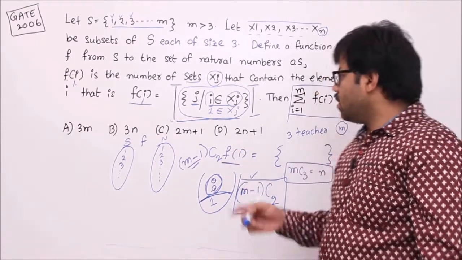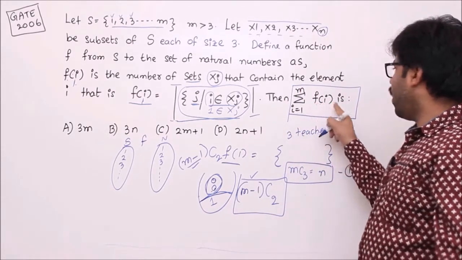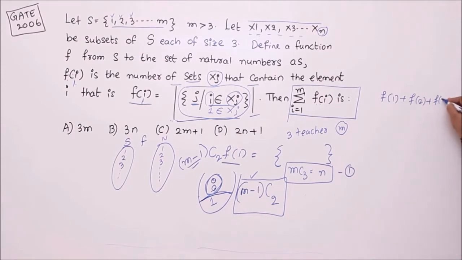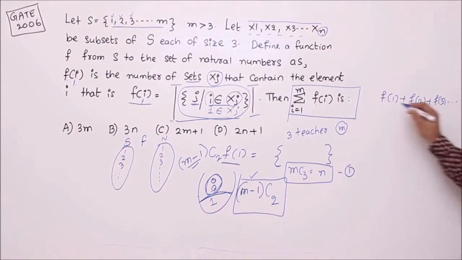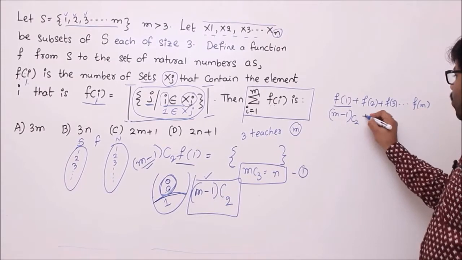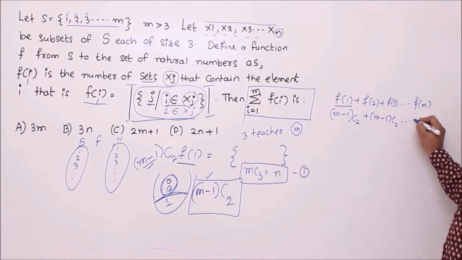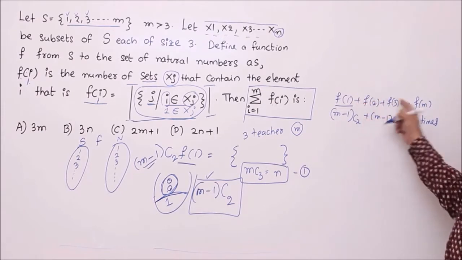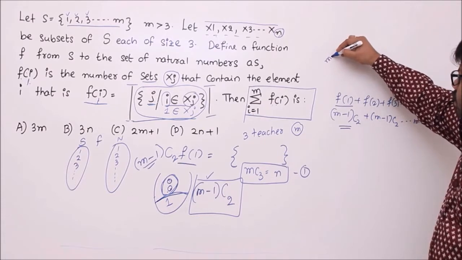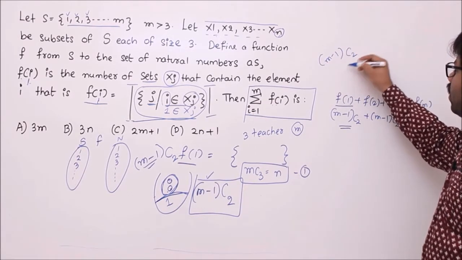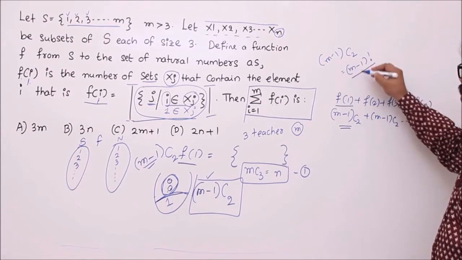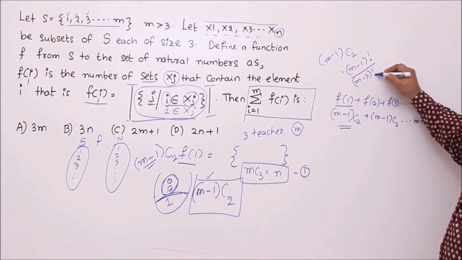But our question is sigma I equal to 1 to m of f of I. That means f of 1 plus f of 2 plus f of 3, and so on, up to f of m, isn't it? Everything has the same value, that is (m-1)C2, right? Plus (m-1)C2, how many times? m times, because there are m such values. Now what is (m-1)C2? We'll see. If I expand (m-1)C2, it is nothing but (m-1) factorial divided by (m-1 minus 2), that is (m-3) factorial, into 2 factorial.